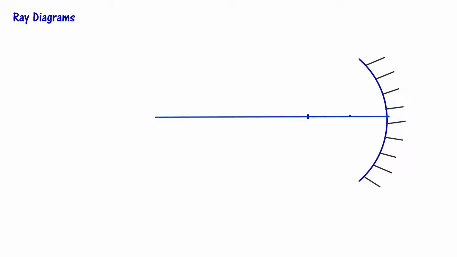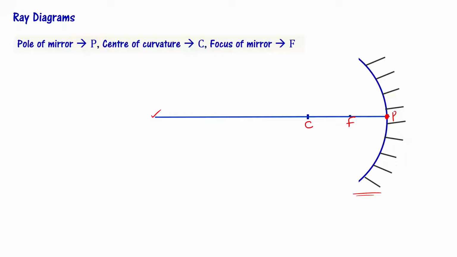You see, here we have a concave mirror, right? This particular point is called the pole of the mirror, this particular point is called the center of curvature, and this is called the focus, capital F. And the line passing through all these 3 points is called the principal axis. Right? Now, let me draw a ray parallel to the principal axis. Okay? Now, that is hitting the surface of the mirror at this point, right? This is the point of incidence.